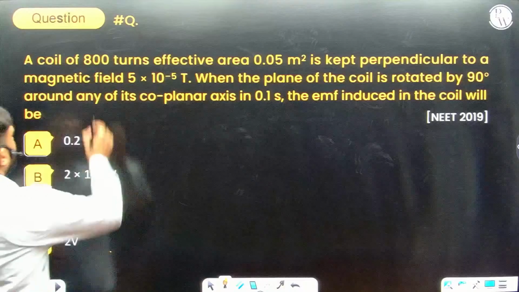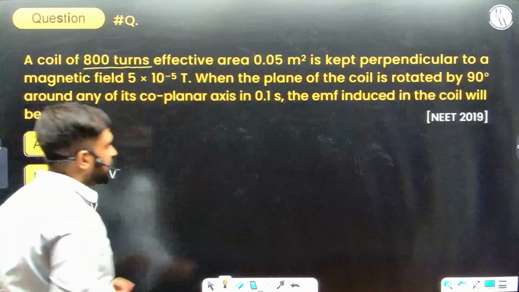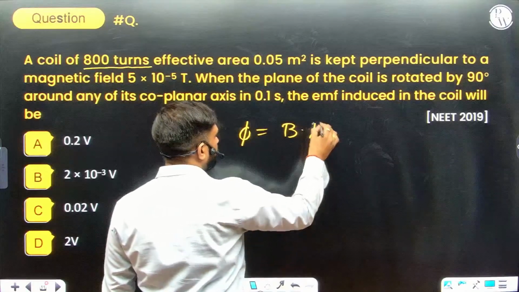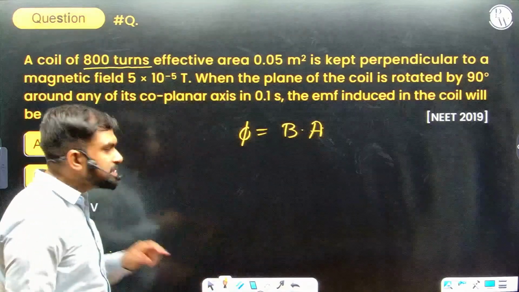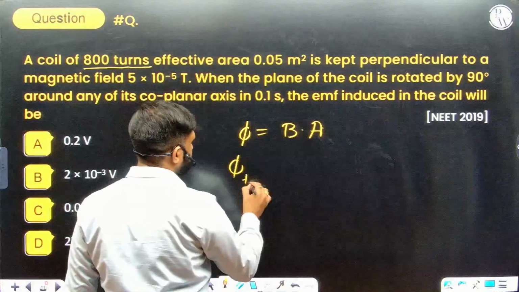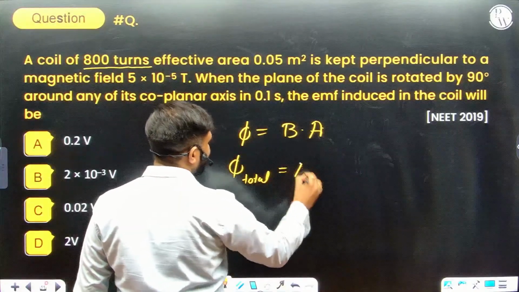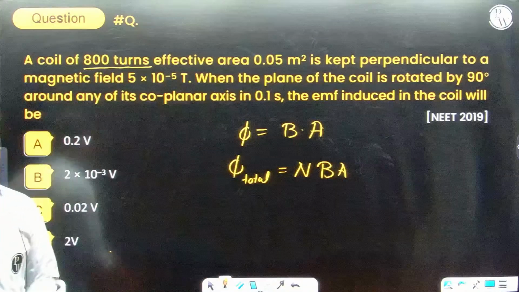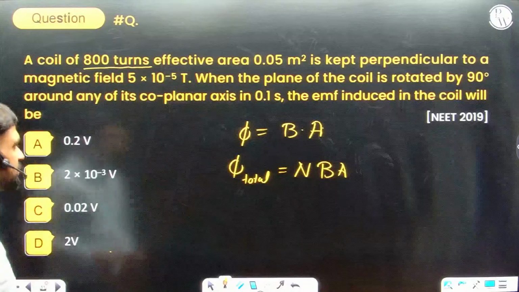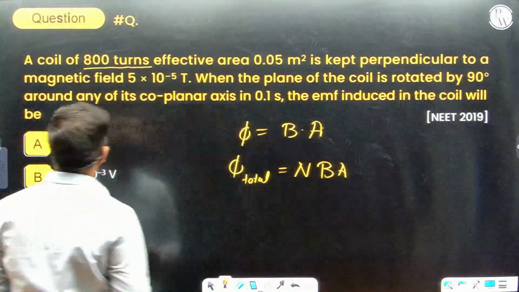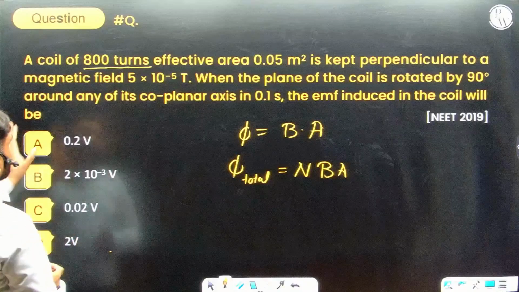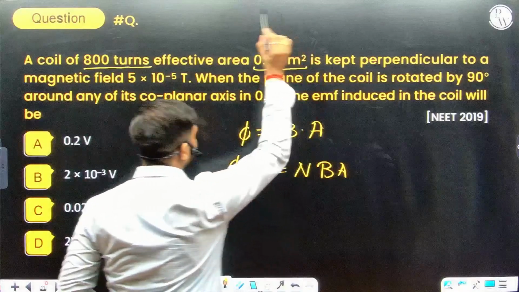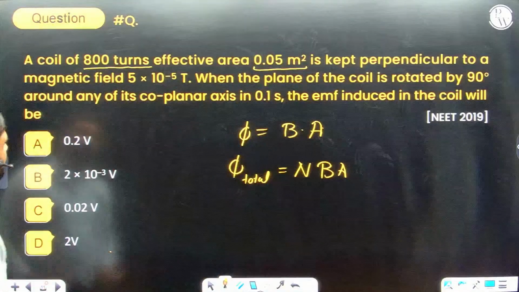A coil is there and now there are 100 turns. So remember that whatever flux you are writing for one loop in the coil, the coil has N loops, so the total flux through the coil is going to be N times this one flux, B times A. So it is NBA. Okay, I guess many of you would quickly guess what is NBA. Alright, not now. So number of turns are 800. Effective area is 0.05 meters square, kept perpendicular to the magnetic field.